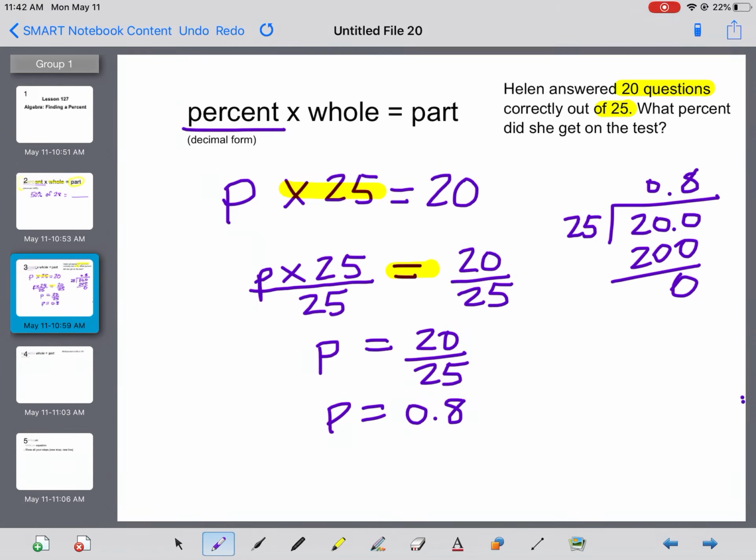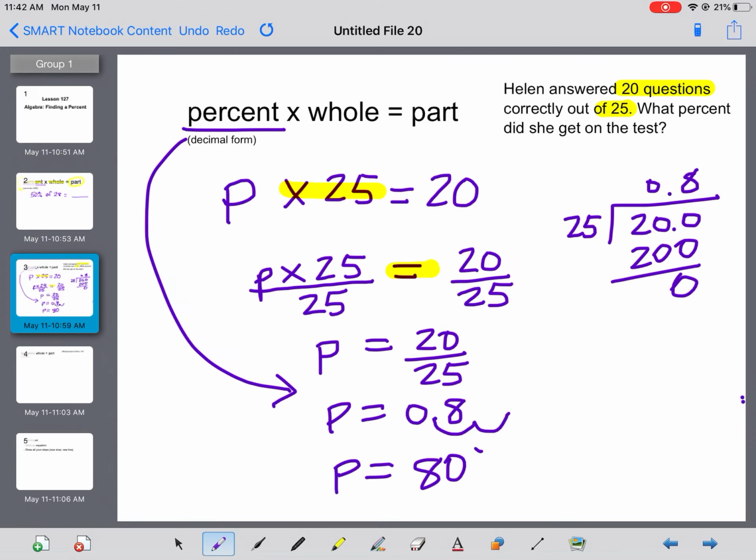0.8. Now you're actually not done here. Because the percent is in decimal form, we want our final answer to be a percentage. She didn't get 0.8% on the test. She got, once we convert it to a percent, remember, bump that decimal, P is equivalent to 80%.